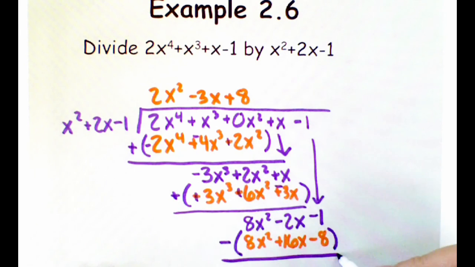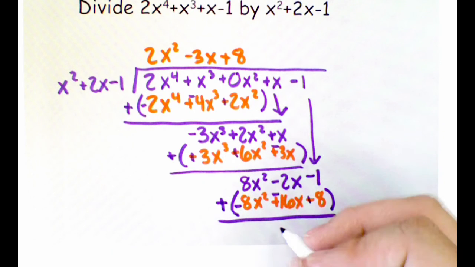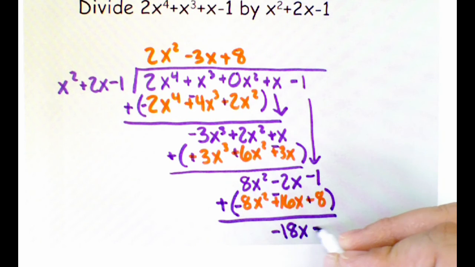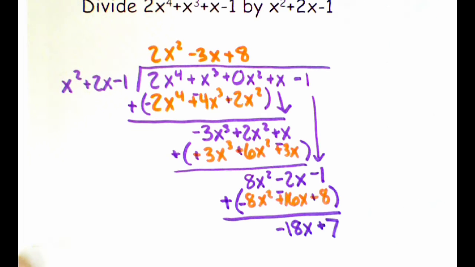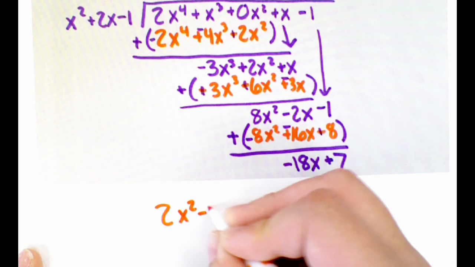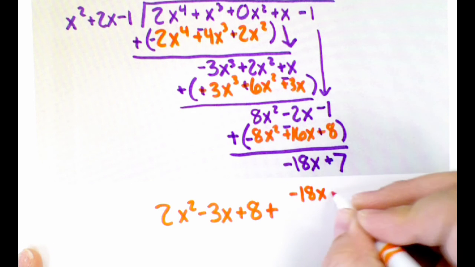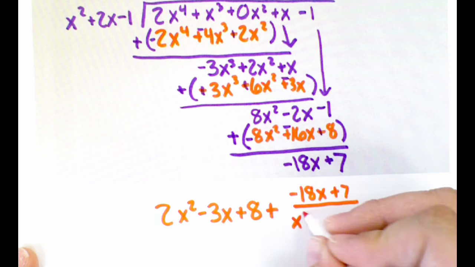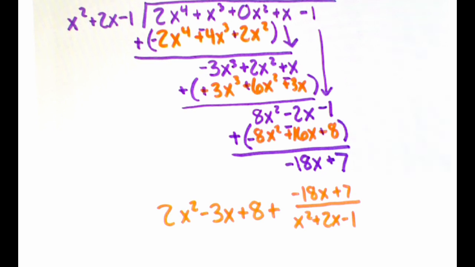One last subtraction step. Change all my signs. I get negative 18x plus 7. I know I'm done because the degree here is less than the degree of my divisor. So my answer, the answer to the division problem, I could say 2x squared minus 3x plus 8 plus negative 18x plus 7 over what I divided by. If you're asked straightforward to just divide, you can write your answer just like this. You don't need that beginning part necessarily.